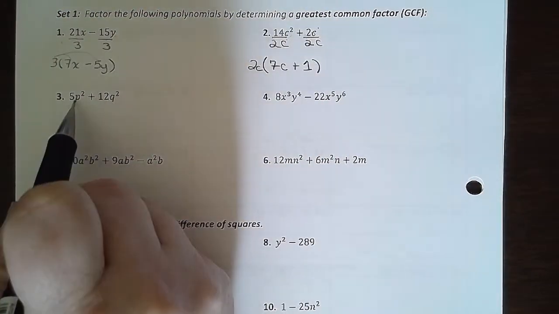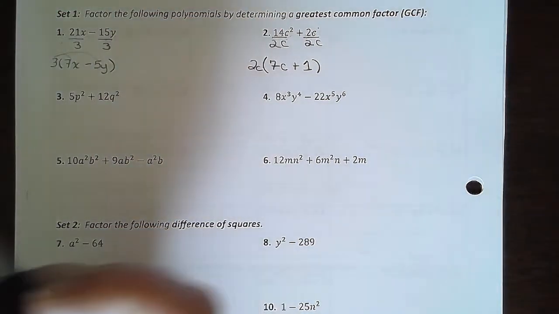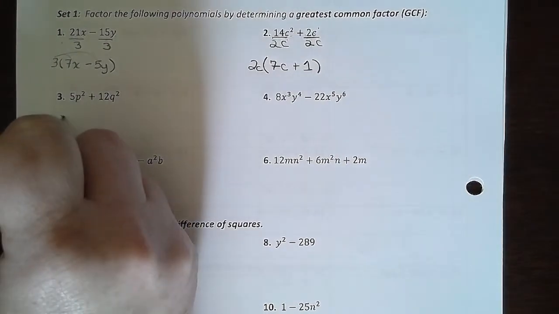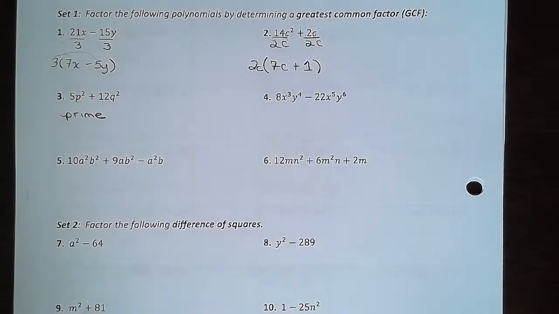This one, as you can see, I can't divide any number into 5 and 12. 5 is prime, and 5 does not go into 12, and they don't even have a variable in common. So when I can't factor them out at all, I just write prime, meaning the only factors are itself and 1.